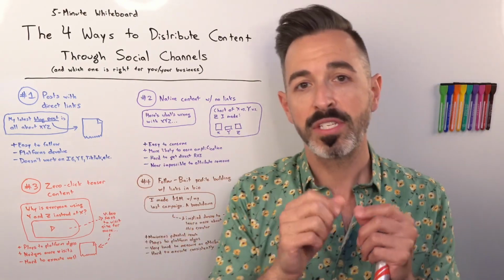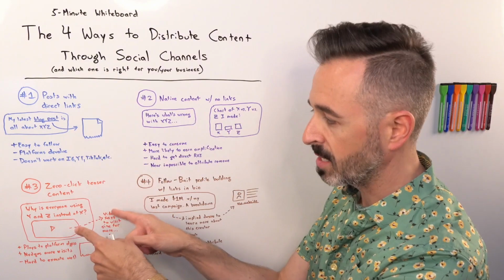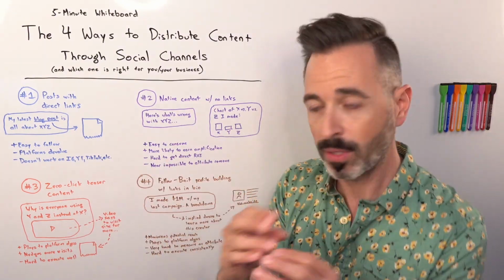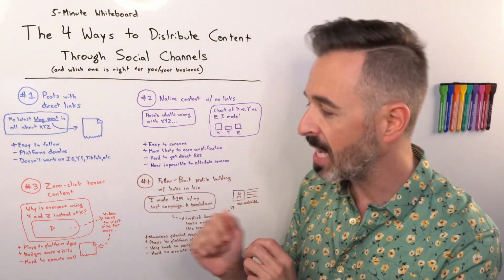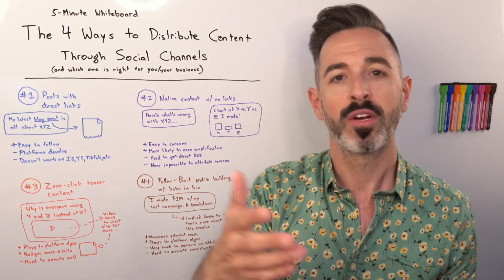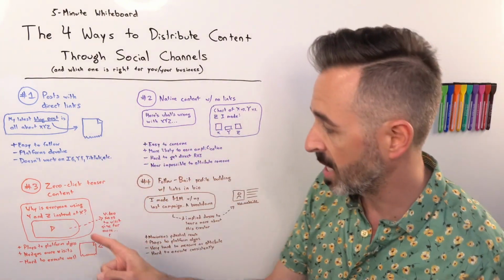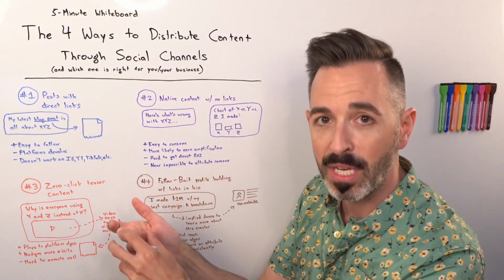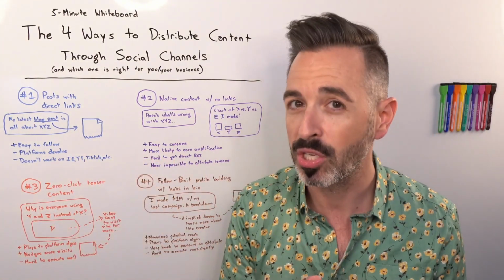Number 3, the 0-click teaser. It kind of sits in between these two. I've created the content on my site, or you've created it on your site, but you're posting sort of semi-natively, non-link content on the social platform. For example, a teaser video that mentions the content is available, or a graphic image that mentions more graphics are available on the site, but it doesn't actually include the link.